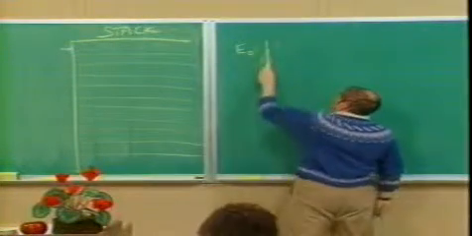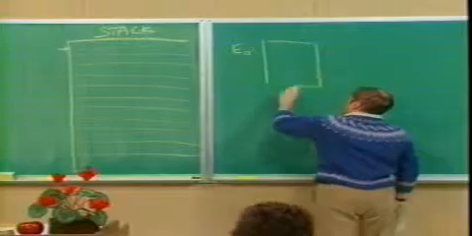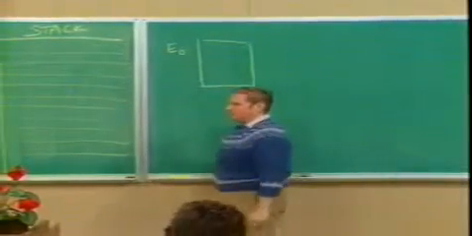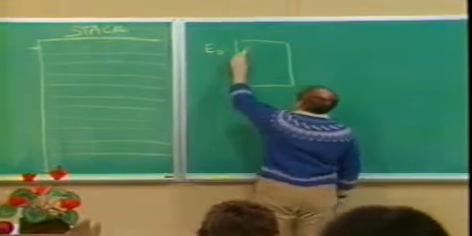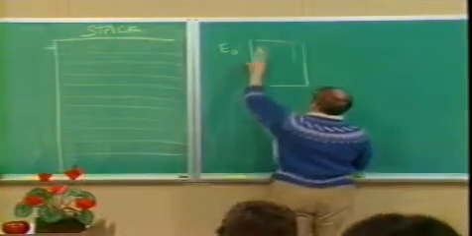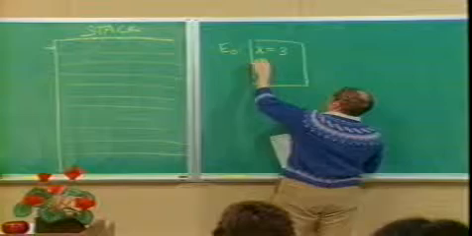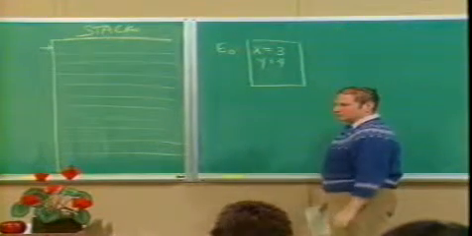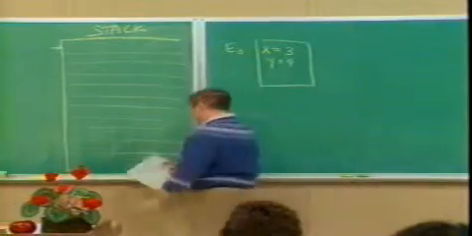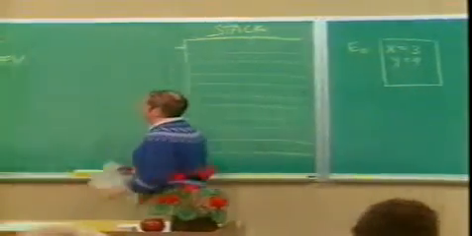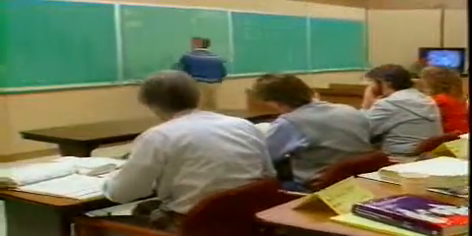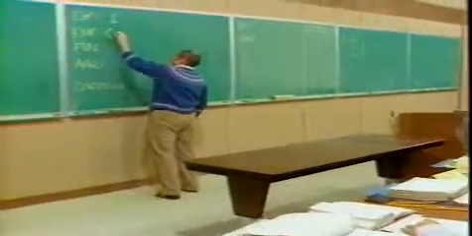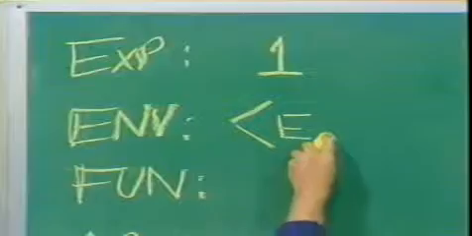Since we'll use these later, we obviously don't really need anything to evaluate 1, but just for reference later, let's assume that E0 has in it an x that's bound to 3 and a y that's bound to 4. Okay? And now we're going to evaluate 1 in this environment. And so the env register has a pointer to this environment E0.